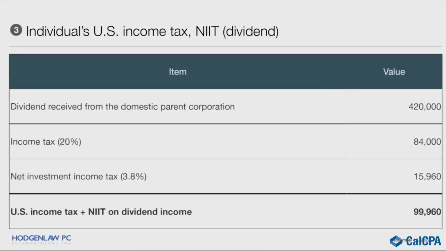So first, for the individual in the United States, this is normal stuff. A Delaware Corporation pays a dividend to its US citizen shareholder: $420,000 dividend, income tax liability $84,000, net investment income tax liability $15,960, $99,960 total out of pocket.